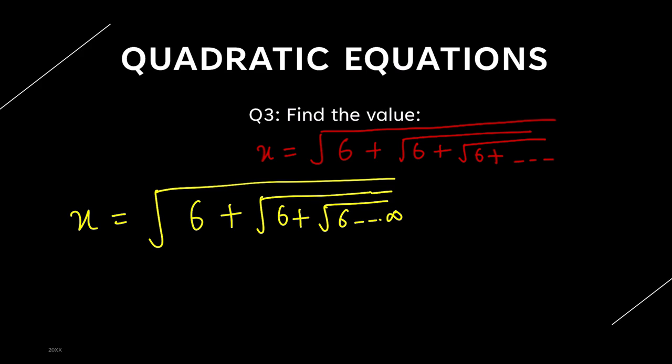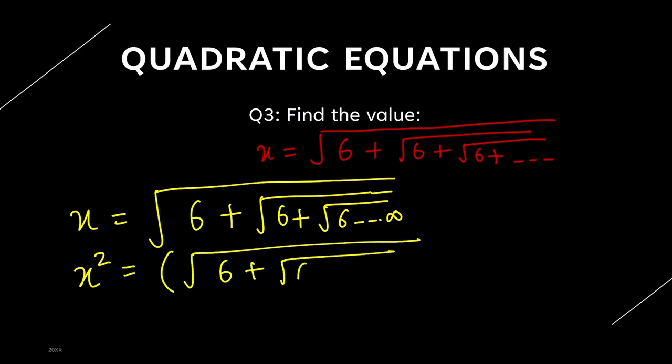So pay very keen attention to this. Suppose this question is given to you. What are you going to solve? How are you going to solve and find the value of x? Now, if this question is given to me and I square both sides, x² will be equal to 6 plus root 6 plus root 6 into infinity, squared.